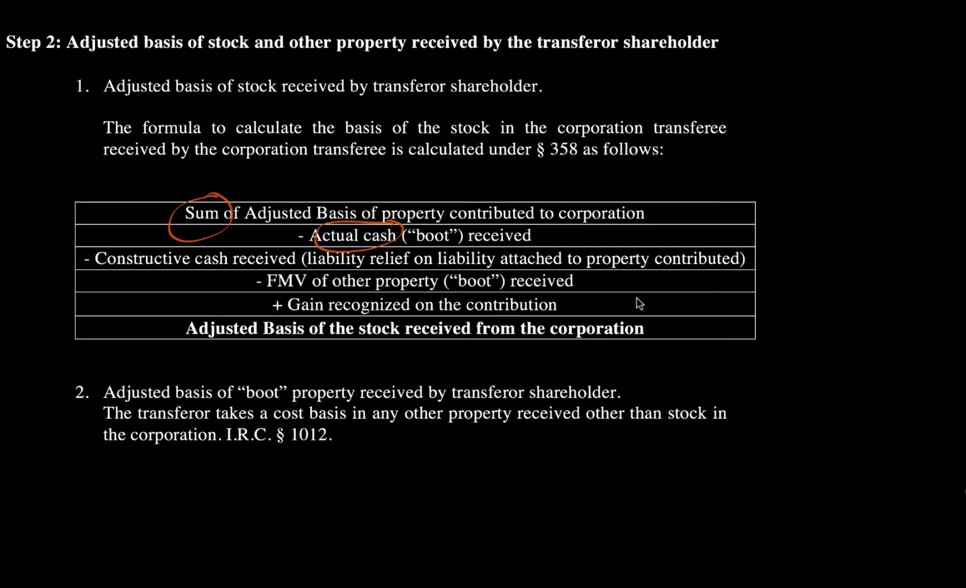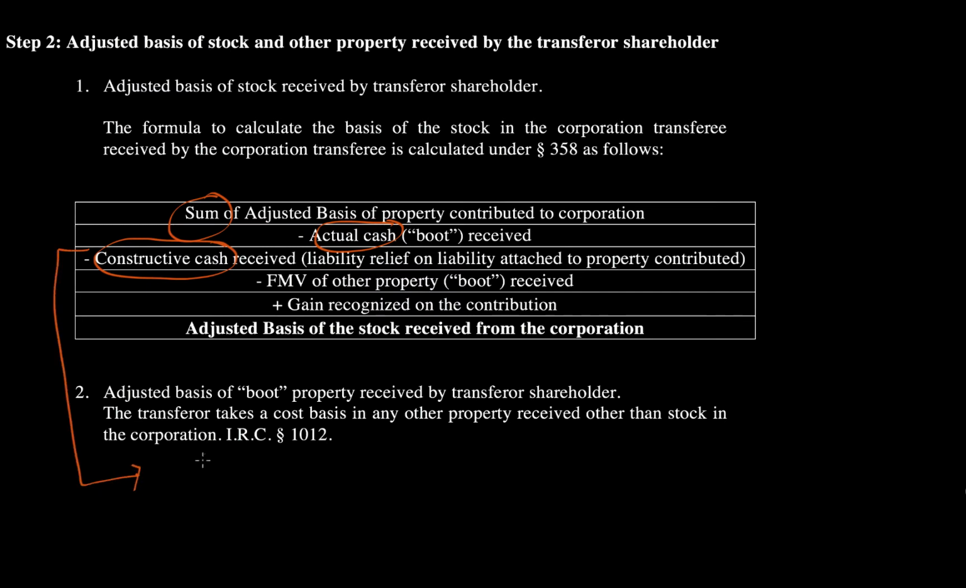Next, I want to consider the effect of constructive cash on the basis. So after we consider the actual cash, we next consider the constructive cash. Recall that in the section 351B, step 1, part 2 checklist, we discussed the tax consequences with respect to when a transferor transfers property and the corporation transferee is going to assume that liability. It's possible that we can consider this boot.